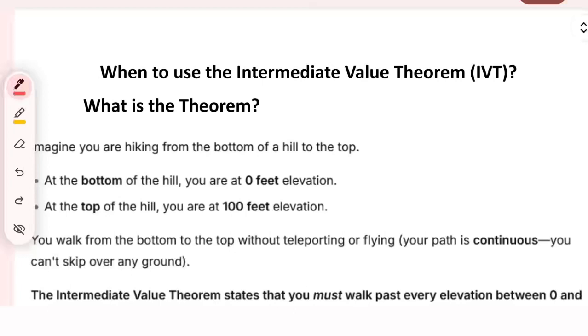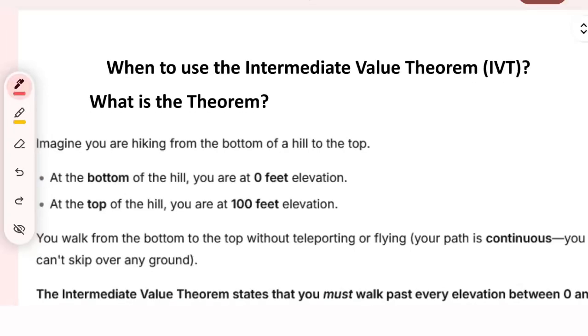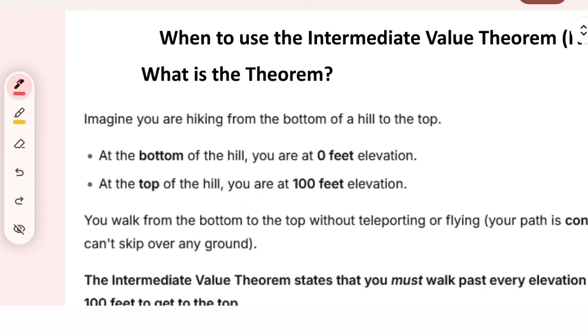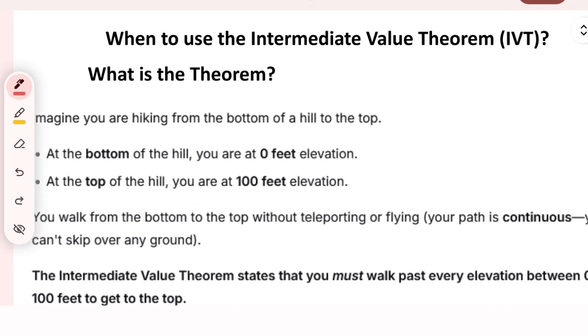Maybe in the problem it will be specified to use the intermediate value theorem, so that would give you an idea that you need to use it. So what is this theorem? What is it about? Let me explain the theorem in simple terms, all right? What is IVT, or the intermediate value theorem, in simple terms?